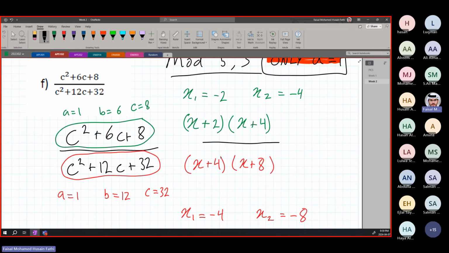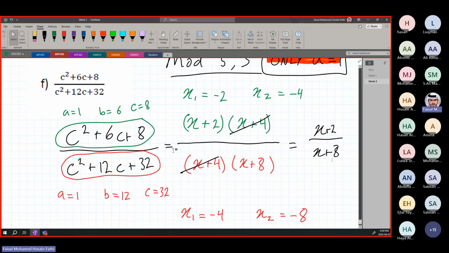So x plus 4, this is the final answer. Here we have x plus 4 up and x plus 4 down. We can cancel directly. So the final answer is going to be x plus 2 over x plus 8 simplified. Okay? This will conclude the session.